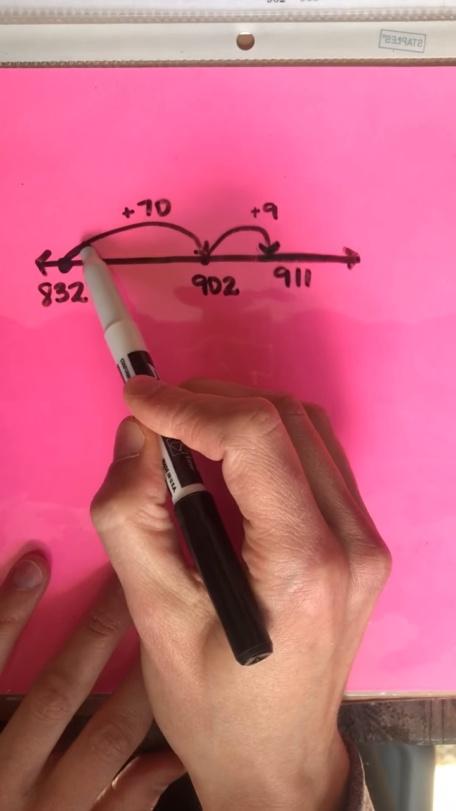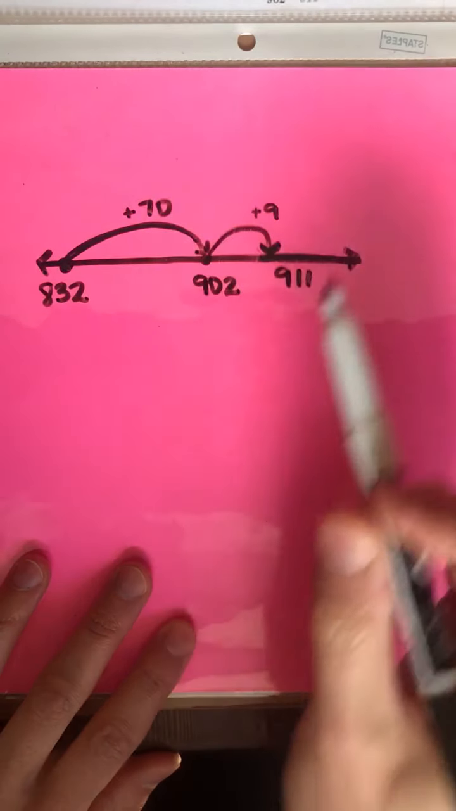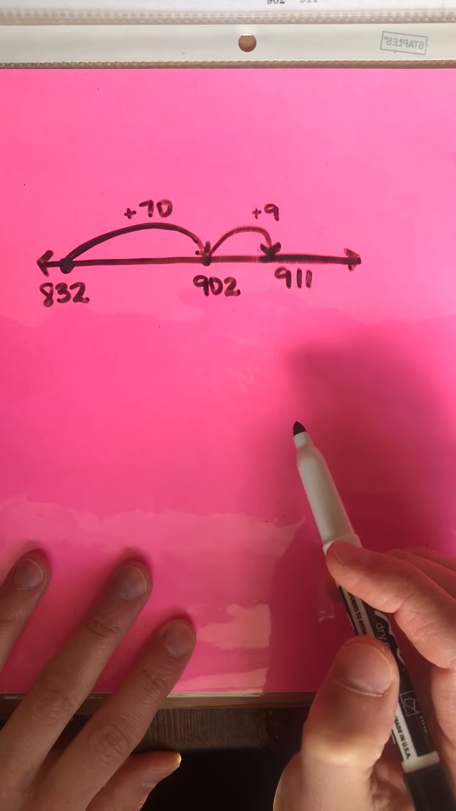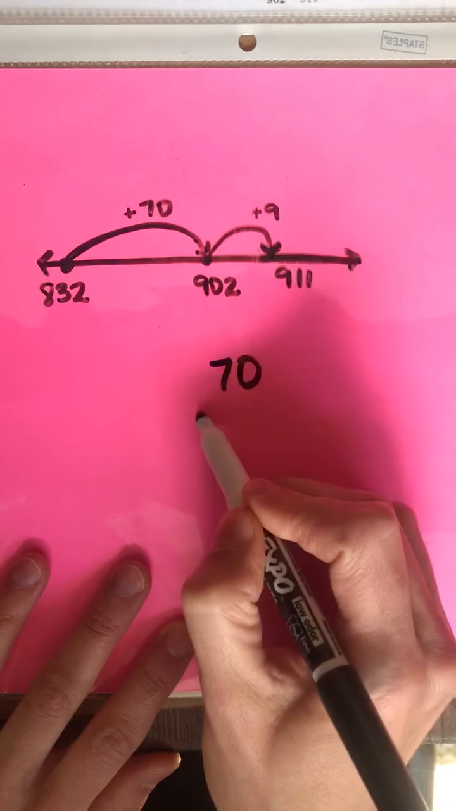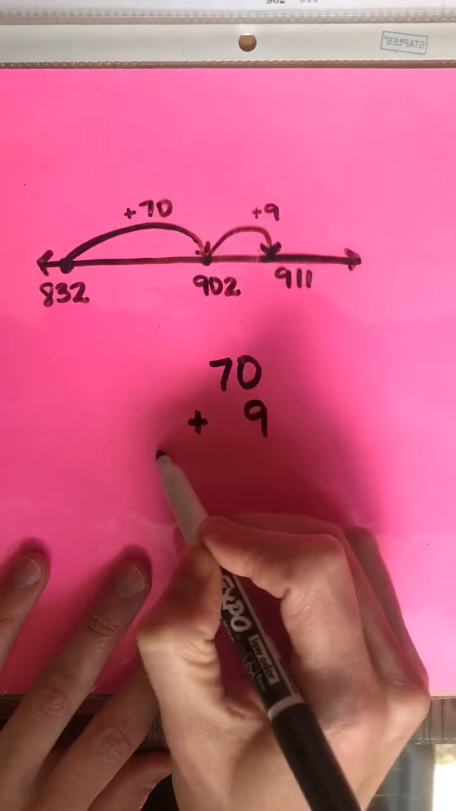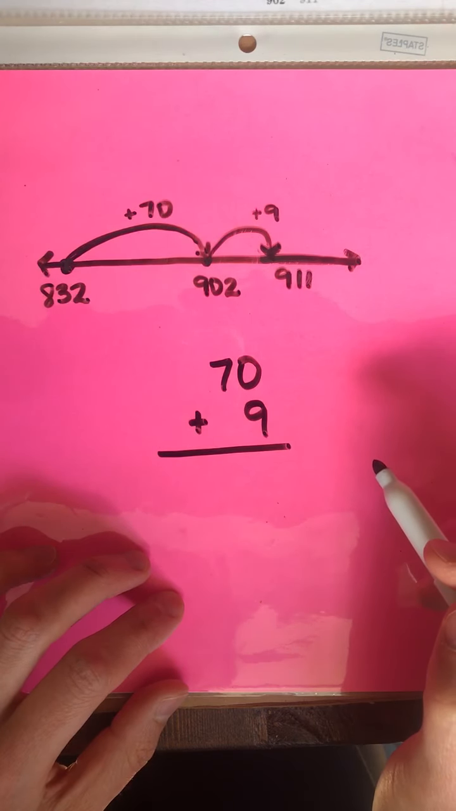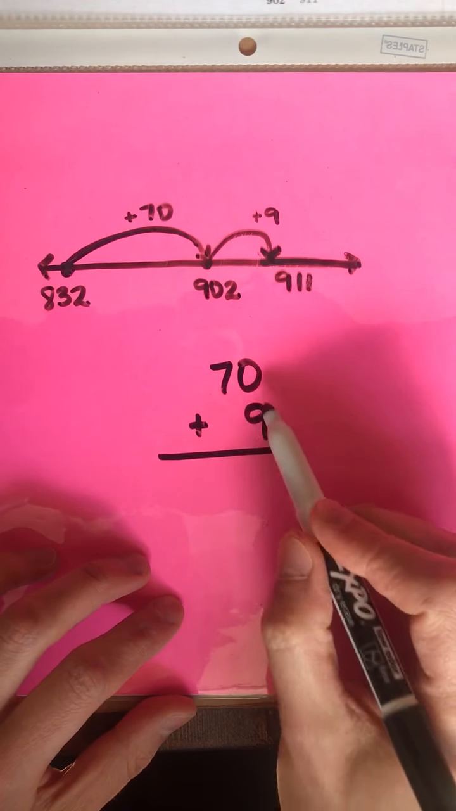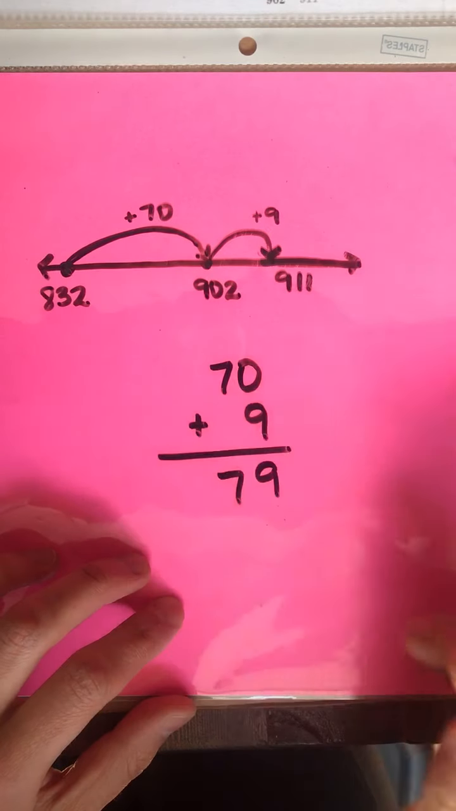What do you see? I see a big jump of 70, that's right, and another jump of 9, that's right. So what we added was 70 plus 9, or 70 and 9 more. What is 70 plus 9? Very good. 70 plus 9 is 79, right? 0 plus 9 is 9, and 7 plus 0 is 7.